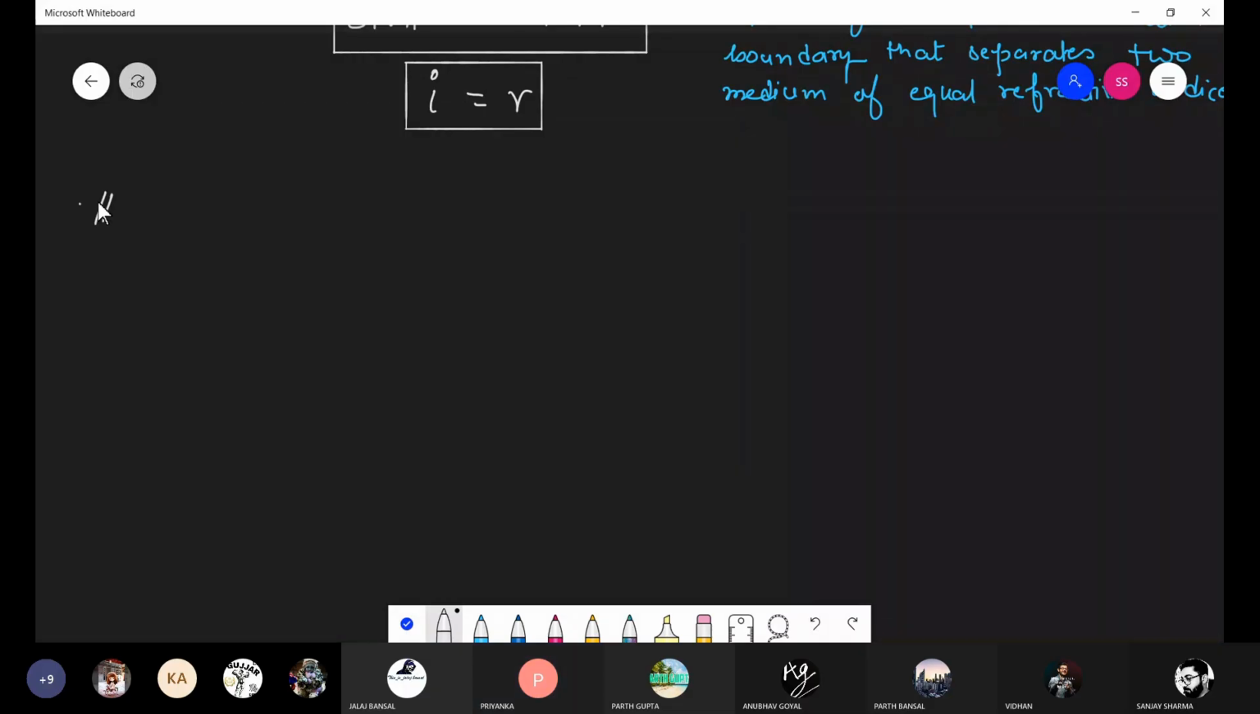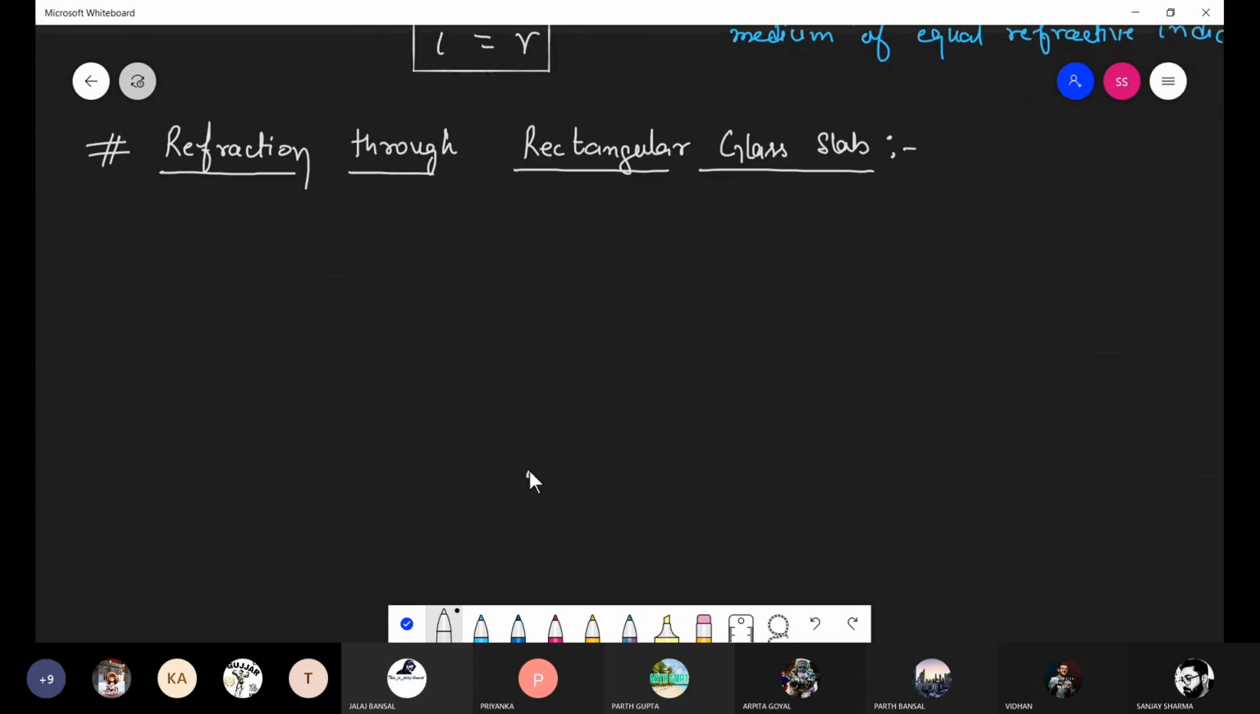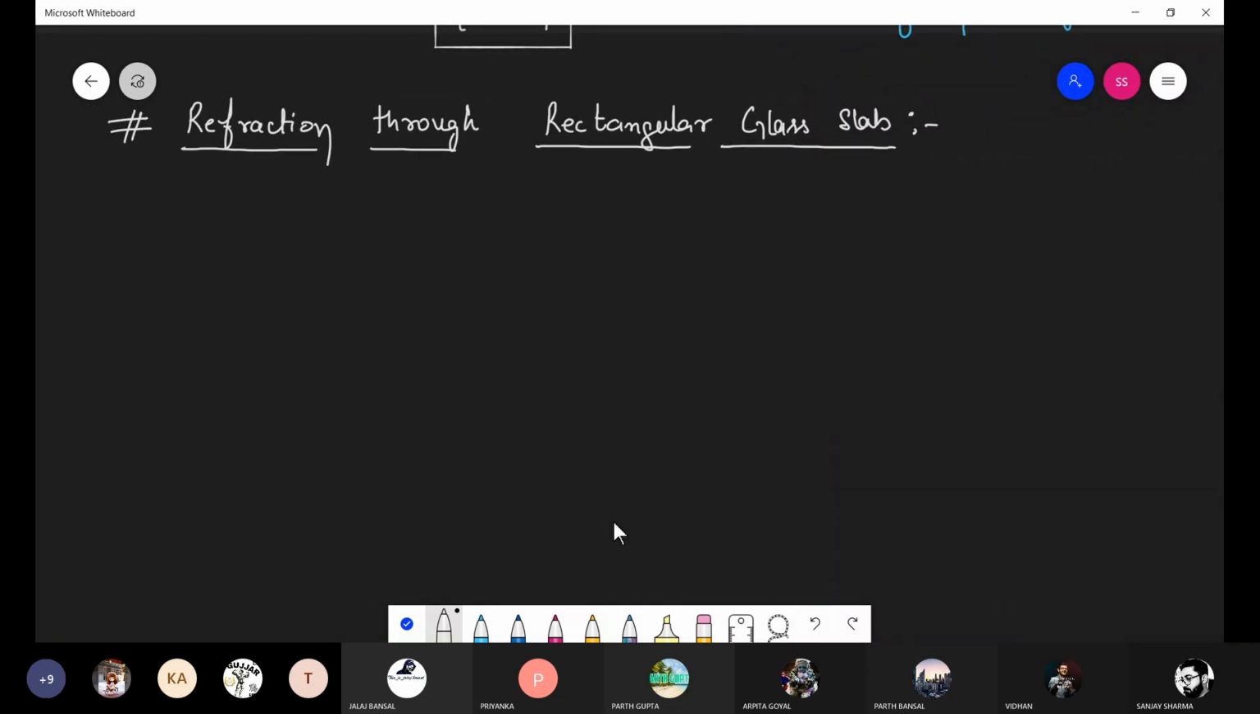So write down the next heading, the new topic: refraction through rectangular glass slab. Refraction through the rectangular glass slab. Let's draw the diagram for refraction through a rectangular glass slab.